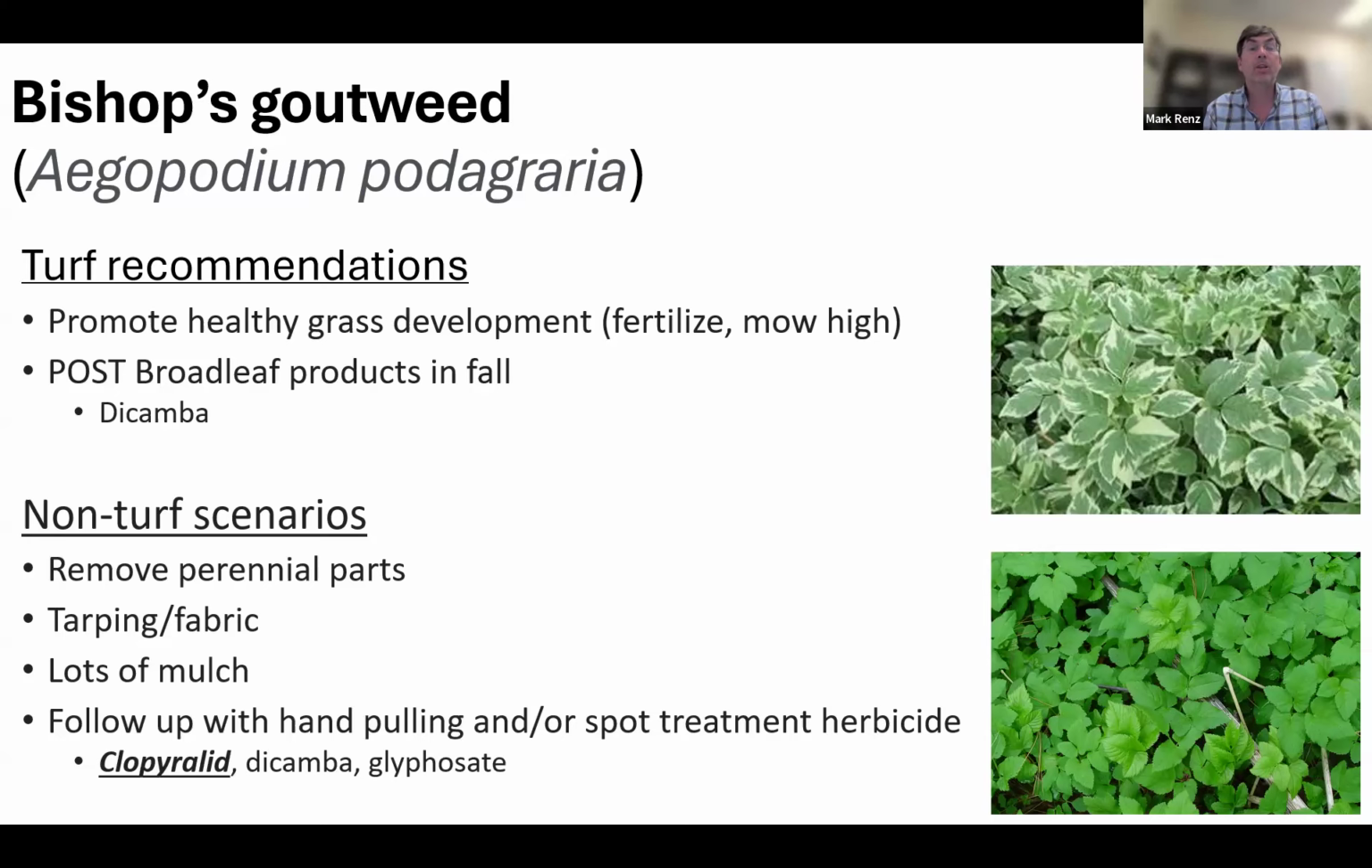In non-turf scenarios, we want to focus on removing the perennial parts if we can. Tarping or mulch can be options. If we're tarping, we're going to need to do it for 5 months to a year, so long periods to get some level of control. And follow up with hand pulling or spot treatment. Clopyralid might work. We've heard good news about triclopyr, which I didn't put in here as well. Dicamba and glyphosate are our options.